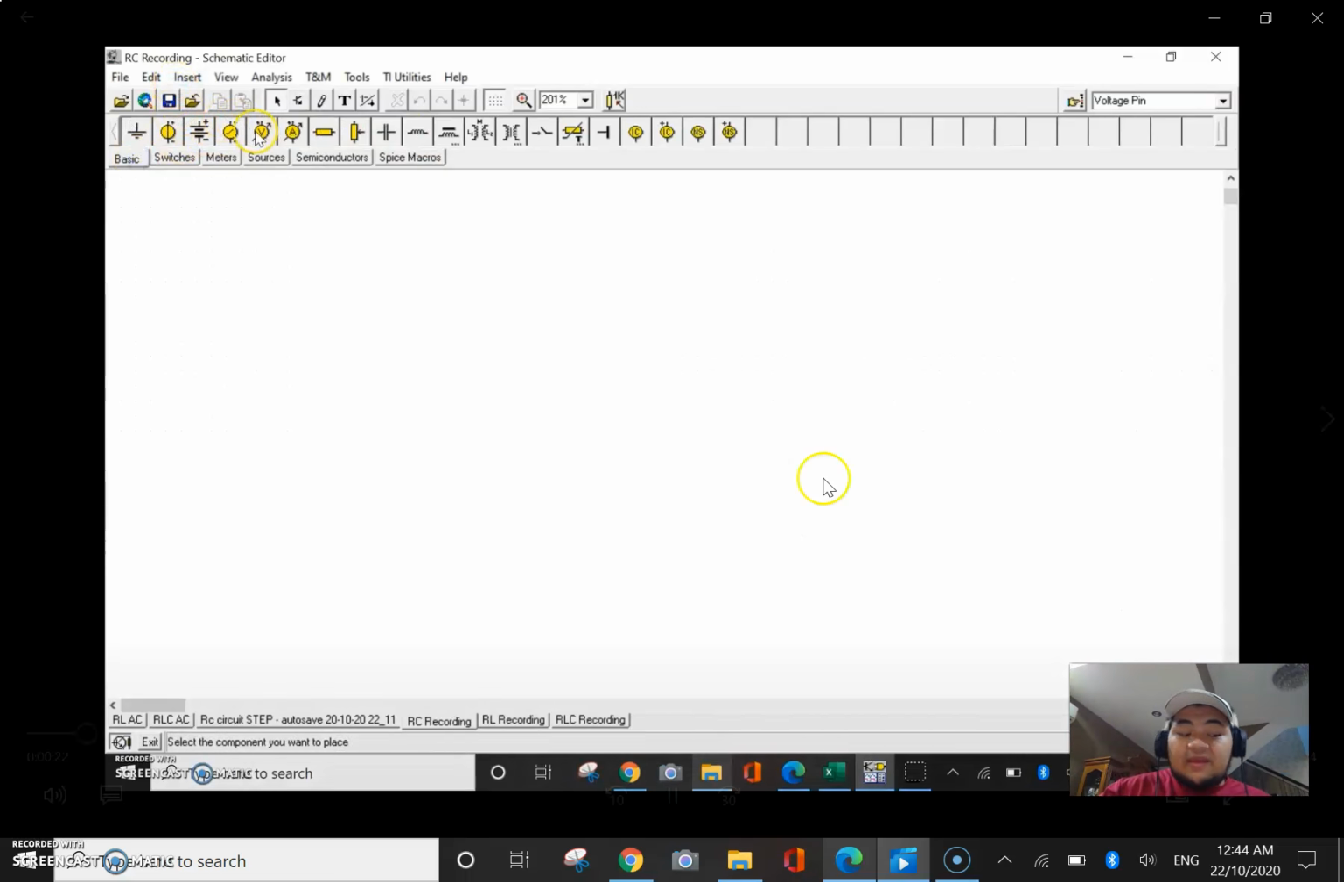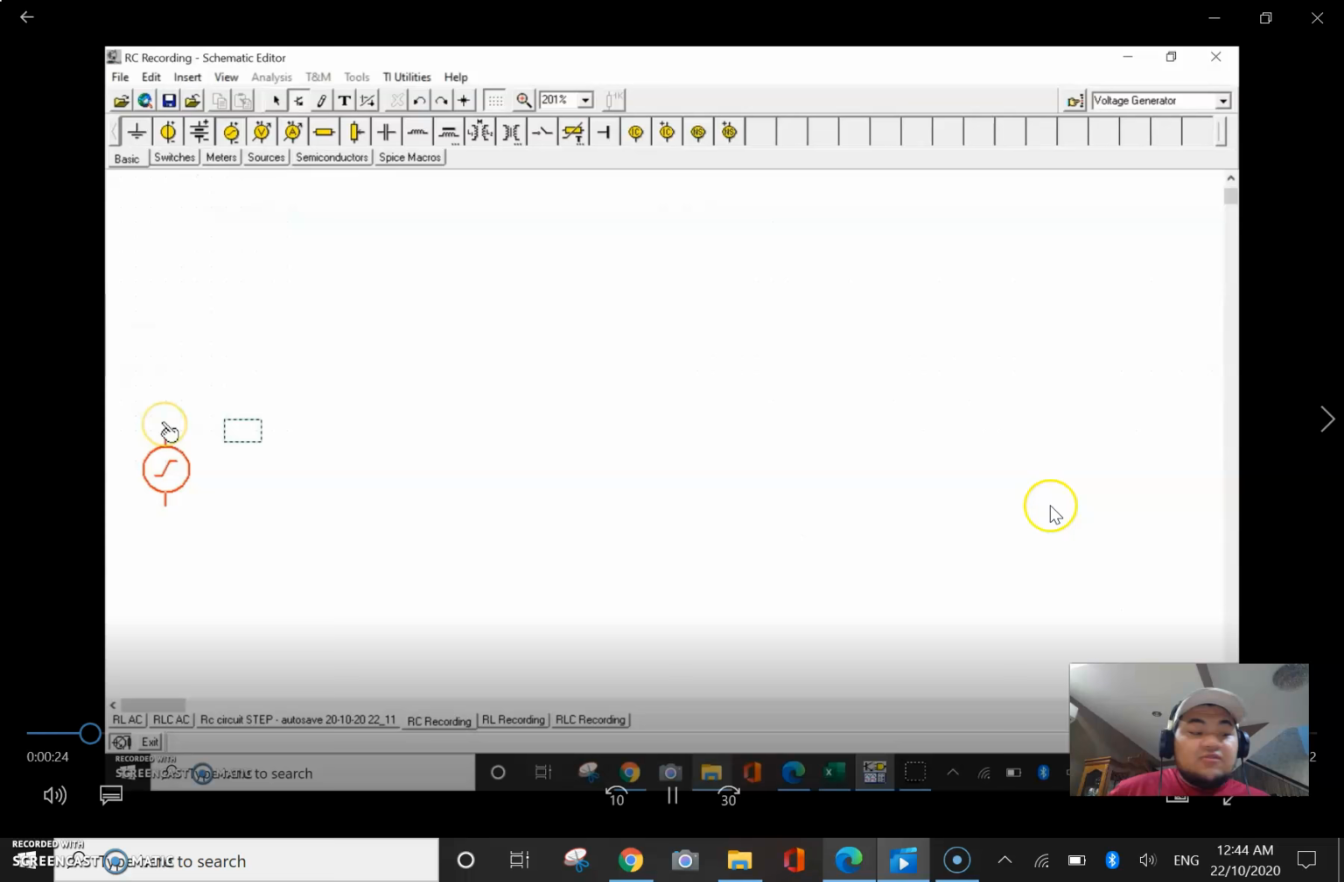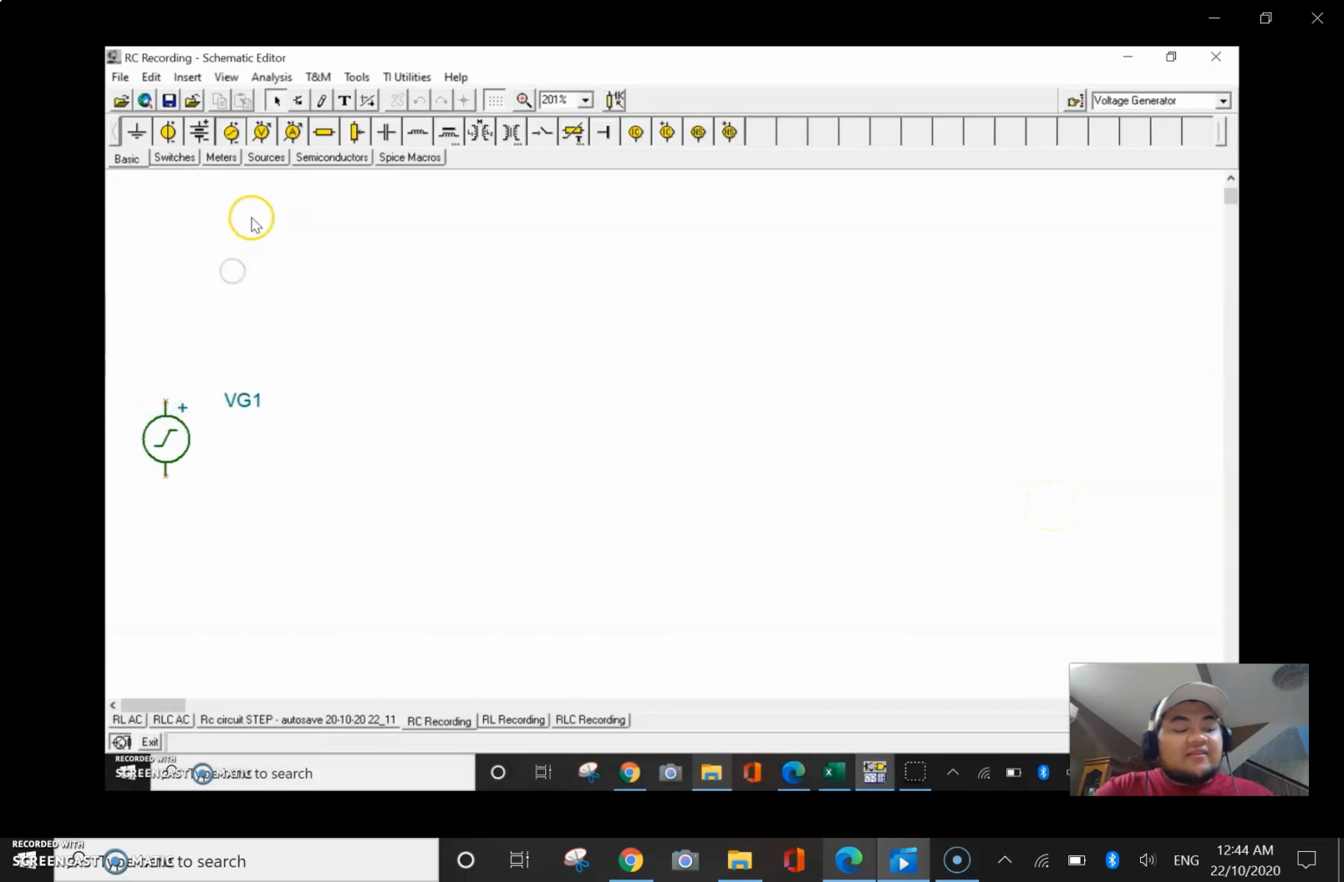Today we will be conducting an RLC circuit experiment using the TINA software by Texas Instruments. Firstly, we will be studying an RC circuit. This circuit consists of a voltage source, resistor R1, a capacitor, another resistor R10, and is connected to the ground.